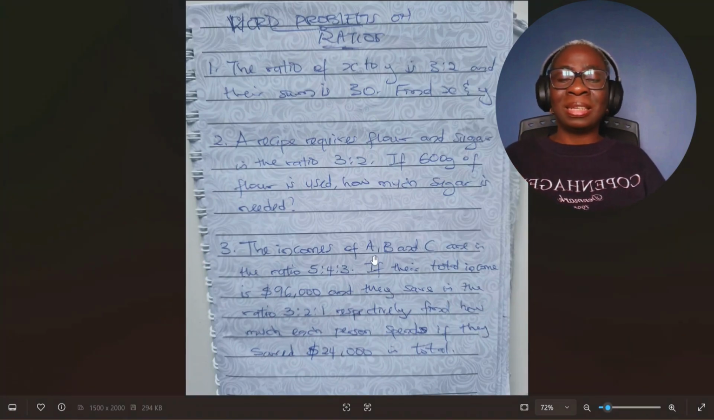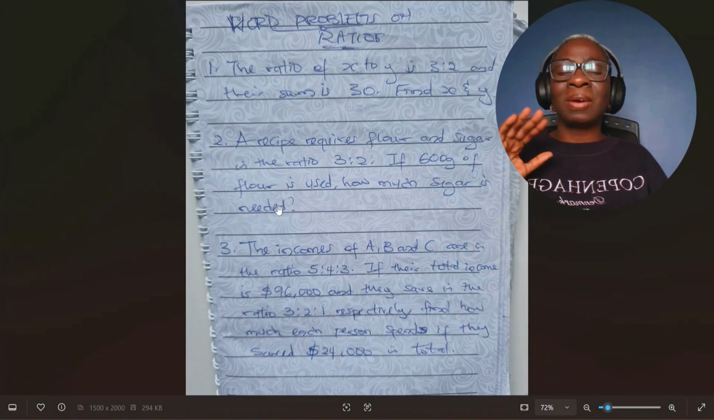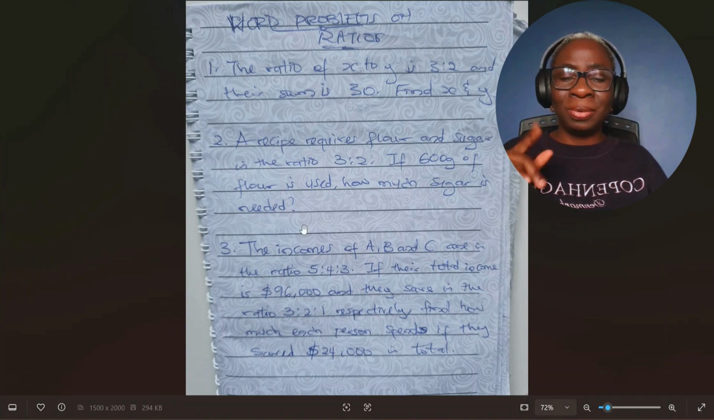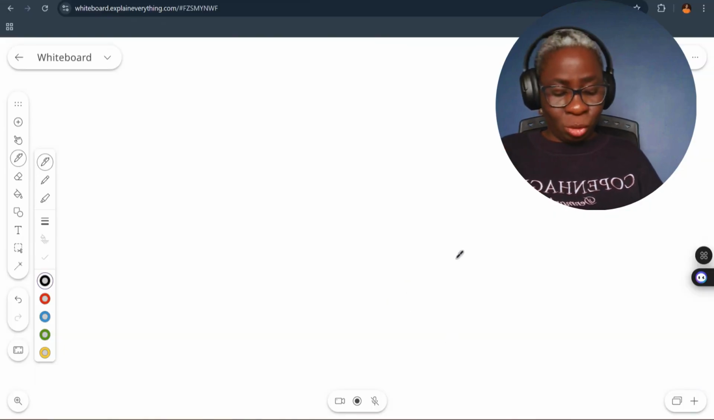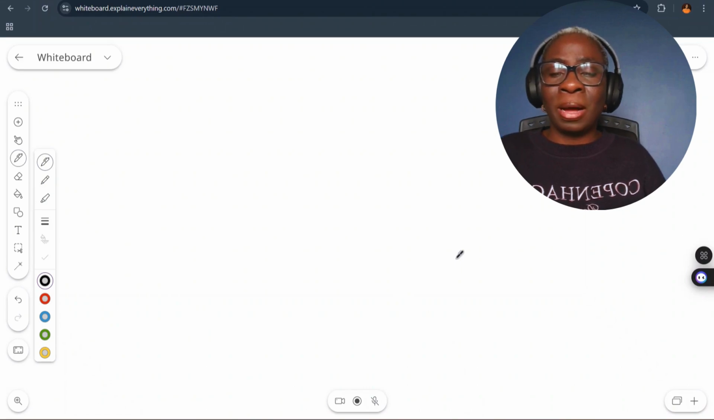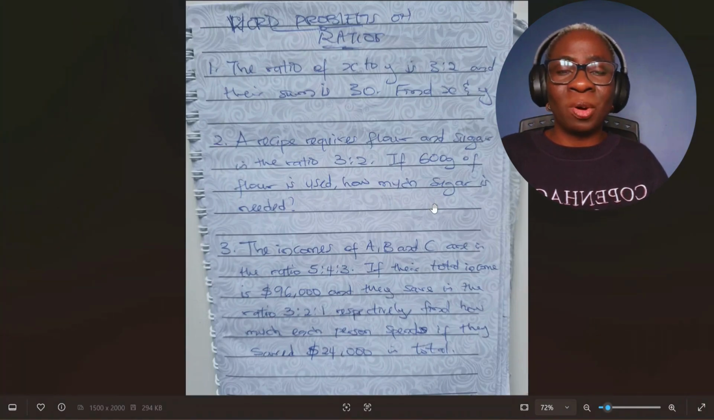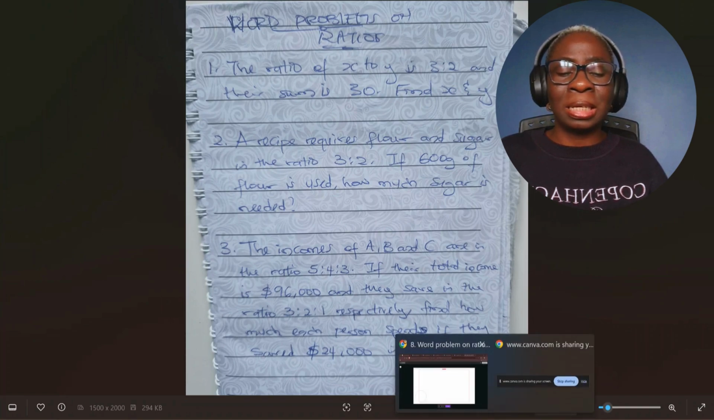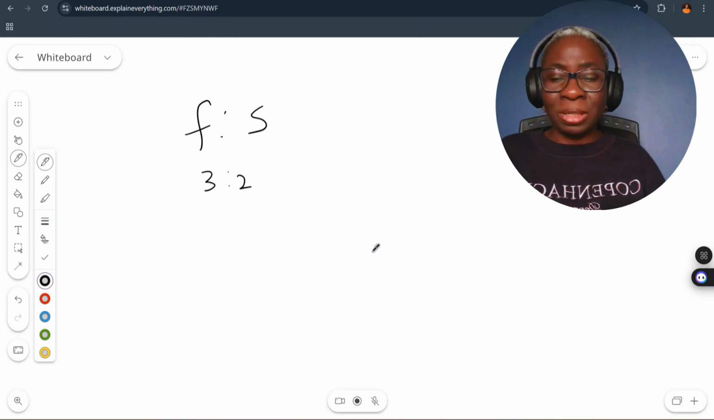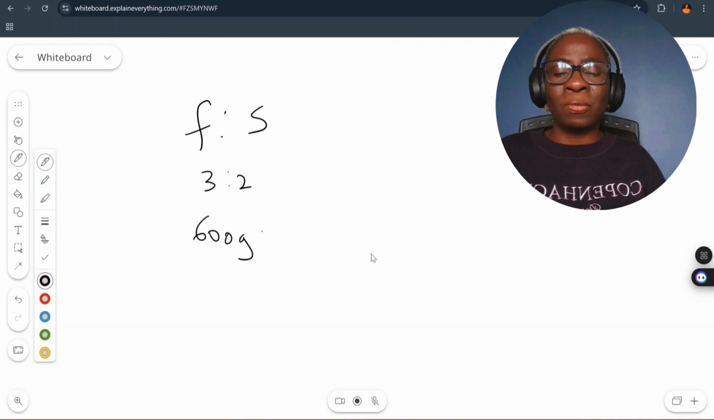Now let's look at this. A recipe requires flour and sugar in the ratio 3 to 2. So we have flour ratio sugar equals 3 ratio 2. What's the next thing? If 600 gram of flour is used, how much sugar is needed? So that means if 600 gram of flour will be equal to s.